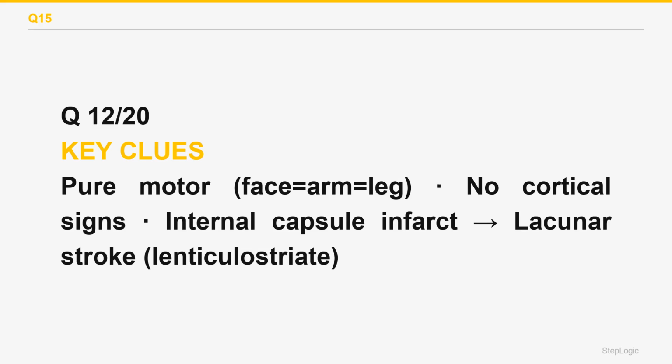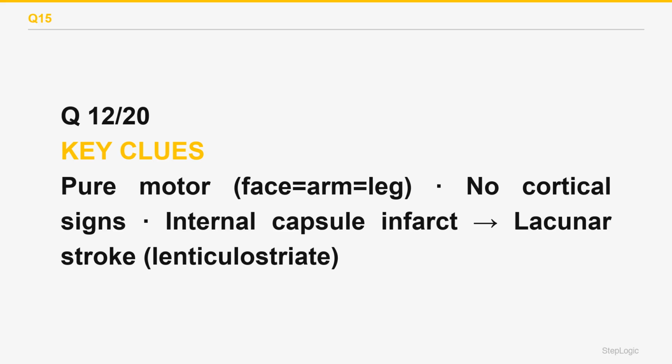Lacunar strokes are small infarcts deep in the brain, the internal capsule, basal ganglia, thalamus, and pons, caused by occlusion of the small penetrating arteries, especially the lenticulostriate branches of the middle cerebral artery. Chronic hypertension and diabetes damage these tiny vessels. Lipohyalinosis, the classic risk factors.